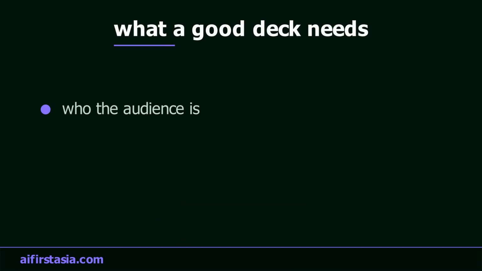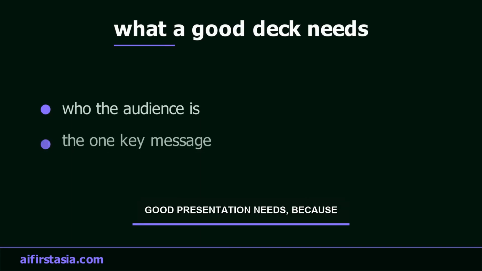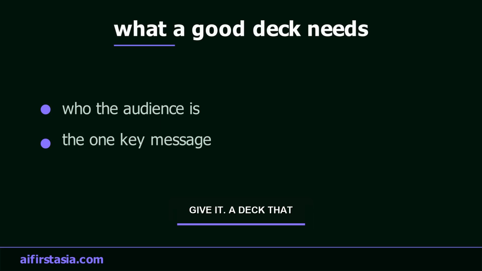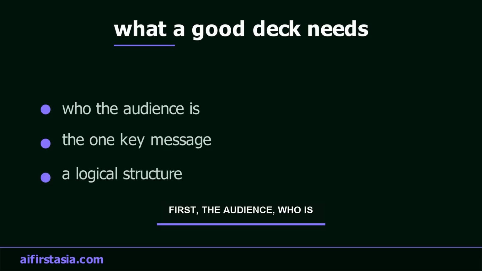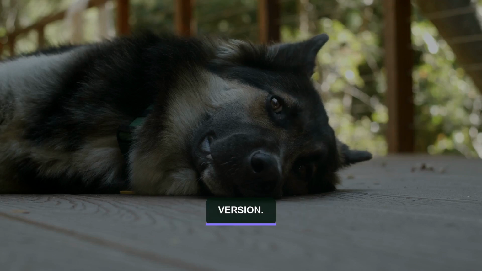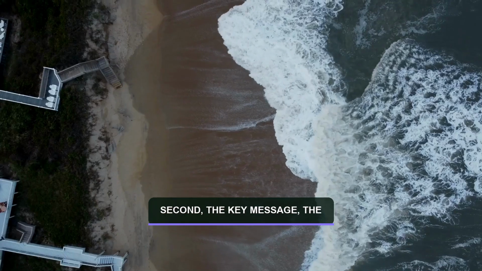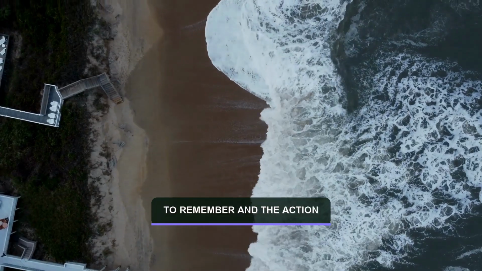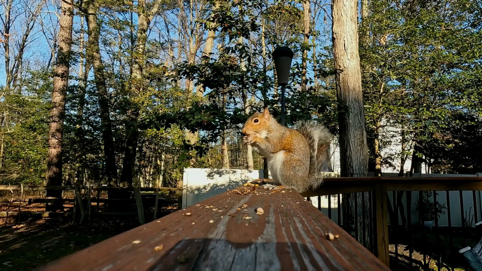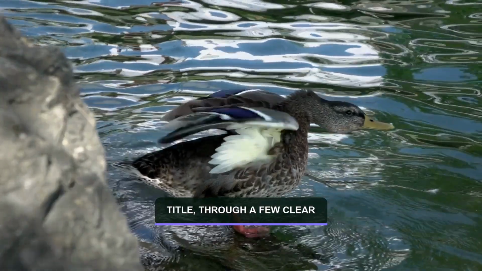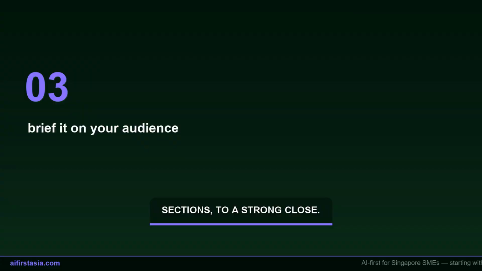Before we touch any tool, get clear on what a good presentation needs, because an assistant is only as good as the brief you give it. A deck that works stands on 3 things. First, the audience, who is in the room and what they already know, because a board, a team, and a client each need a different version. Second, the key message, the one thing you want them to remember and the action you want them to take. Third, the structure, a logical flow from a title, through a few clear sections to a strong close.